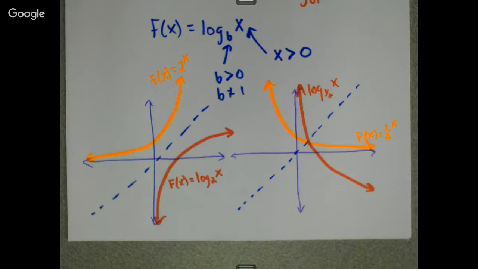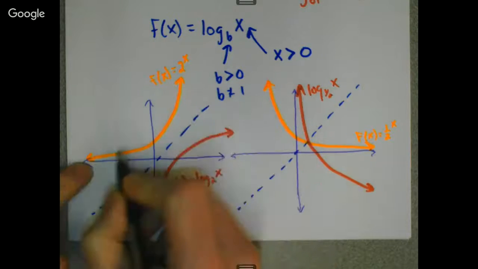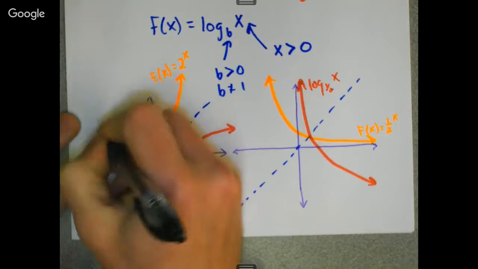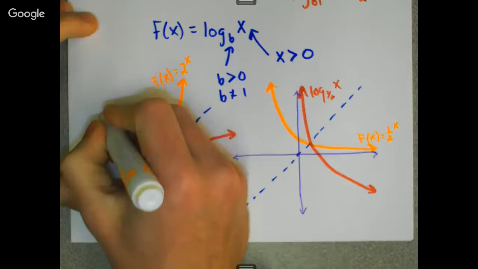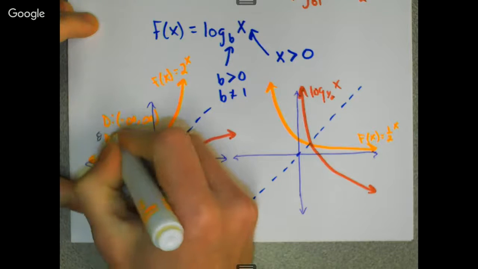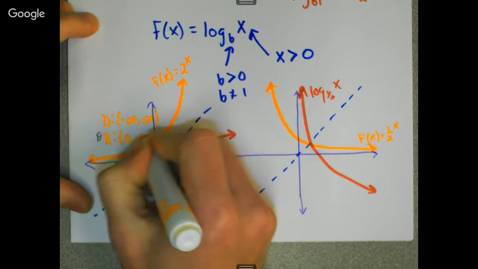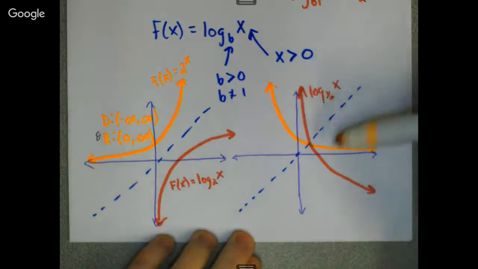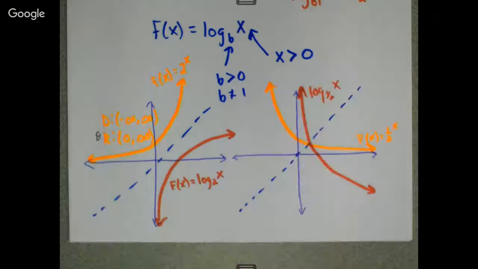We also talked about how domain and range are related. So let's add in our domain and range here for these. The domain of this one is -infinity to infinity, but the range here is 0 to infinity. Same thing for this one, -infinity to infinity, 0 to infinity.